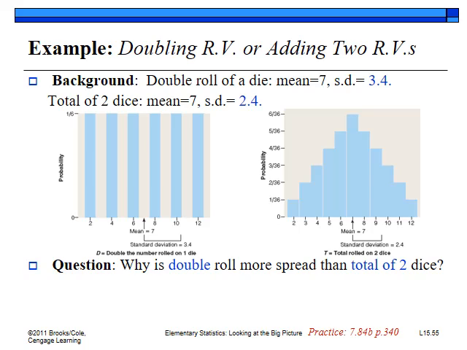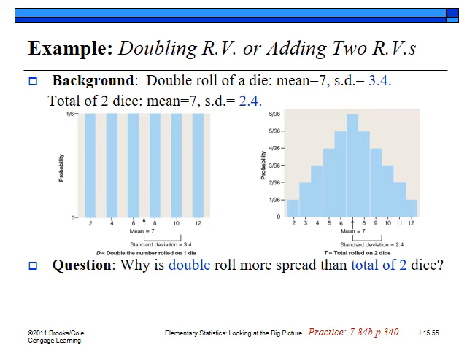Why? Well, hopefully you can see it from the histogram. The extreme values here both go from 2 to 12, but notice that getting a double value of 2 or of 12 is far more likely than seeing a sum value of 2 or 12.